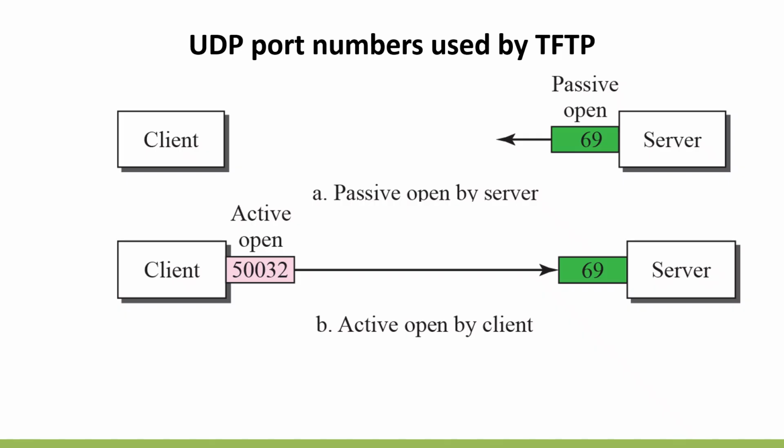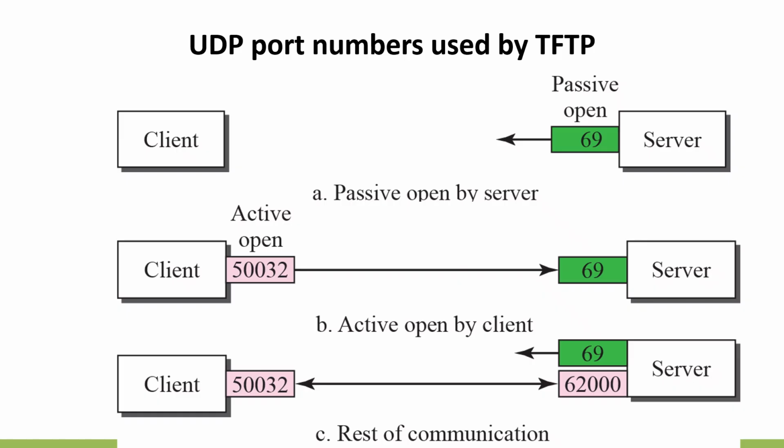After receiving the request, the server responds from a new random port such as 62000. From this point onward, all data transfer takes place between the client's port 50032 and the server port 62000. Remember, port 69 is used only for the initial request, while the new ports handle the actual file transfer.